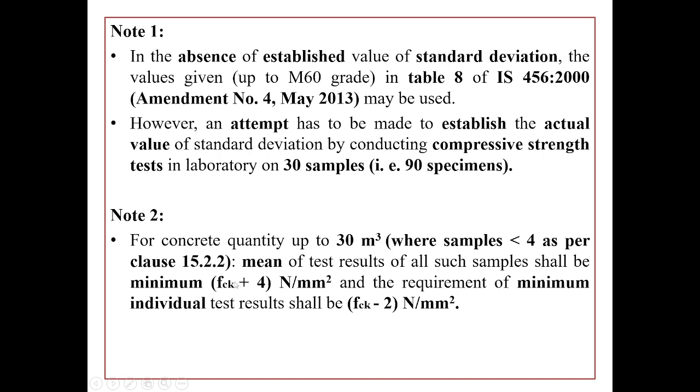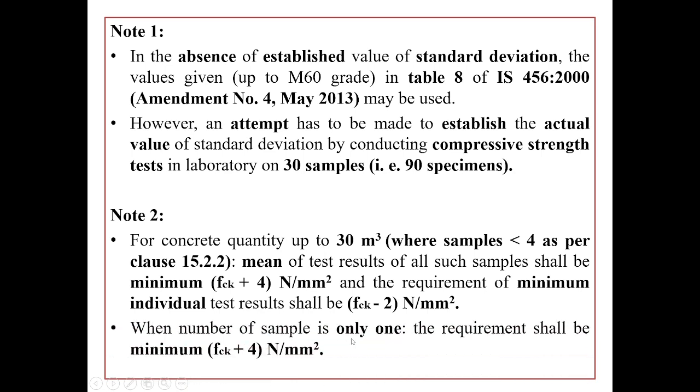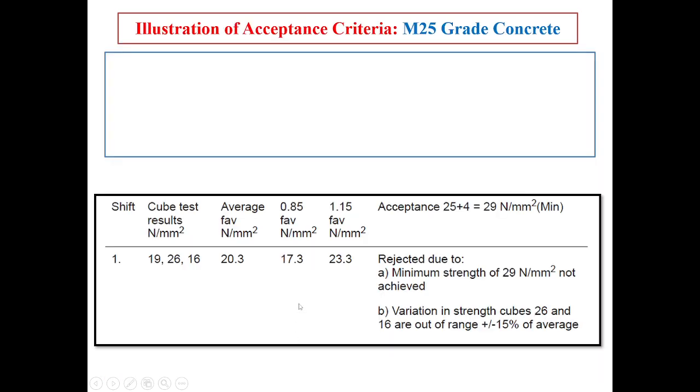That is, if the concrete quantity is up to 30 meter cube, where less than 4 samples are to be used. However, when number of sample is only 1, that means only when there are 3 specimens, that means your concreting is only between 1 to 5 meter cube on the site, then you take only one sample as per clause 15.2.2. That means only you test 3 specimens. In that case, the requirement shall be minimum FCK plus 4. It should not be less than that.